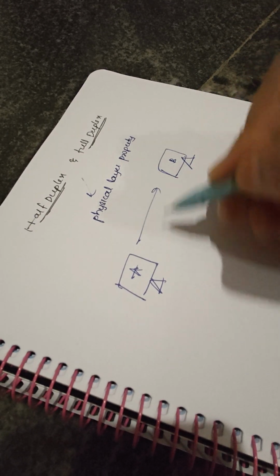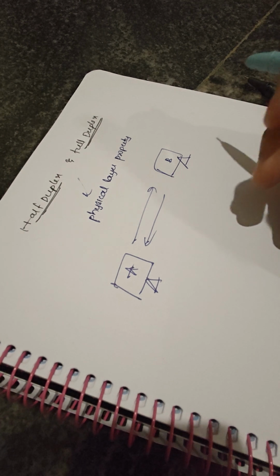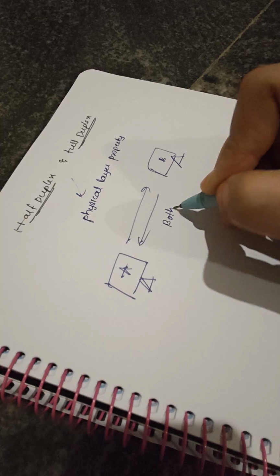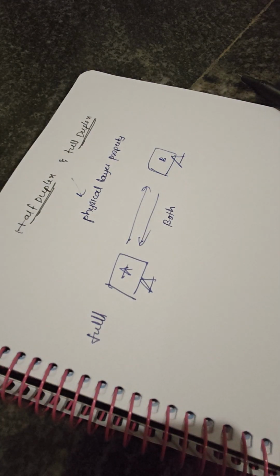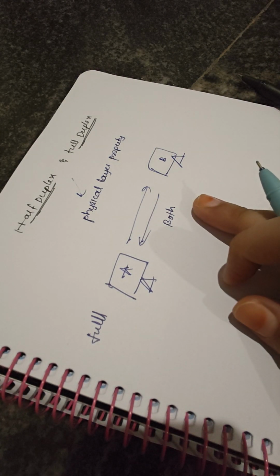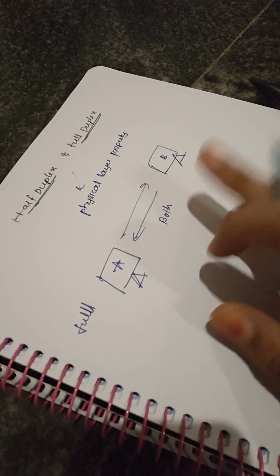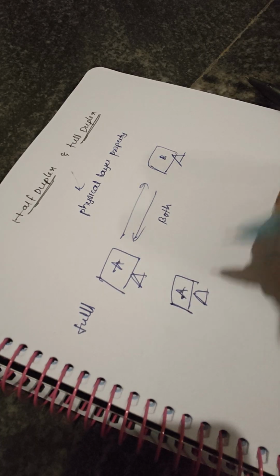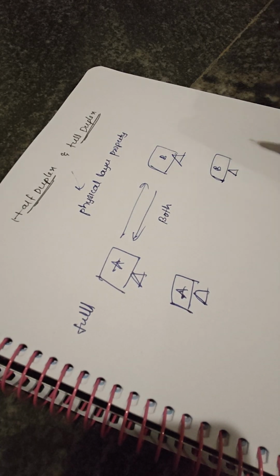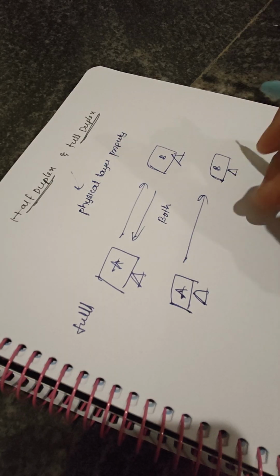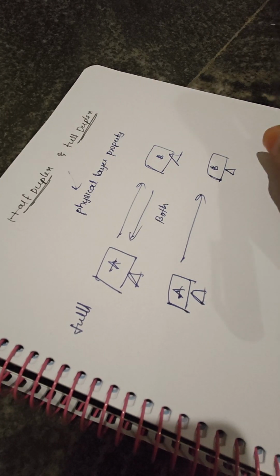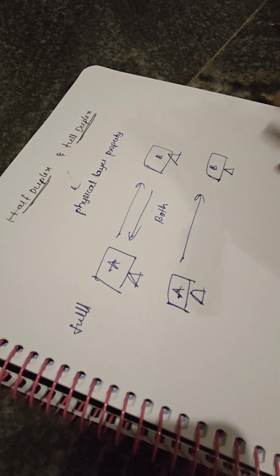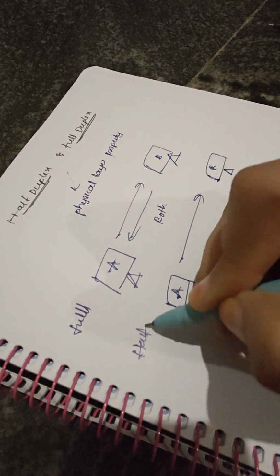Now if data is transmitted in both directions simultaneously, then we consider it as full duplex mode of communication. Now let's take two devices again. If data can be transmitted in only one direction at any moment of time, then we consider it as half duplex.